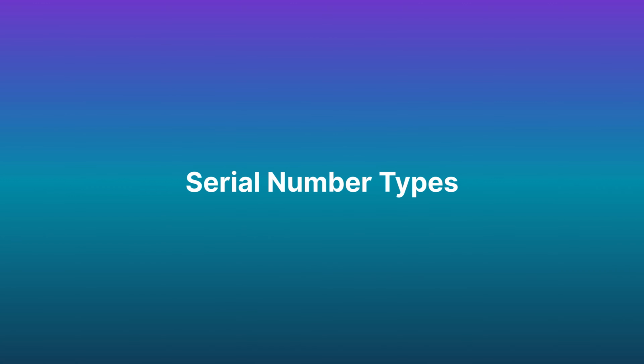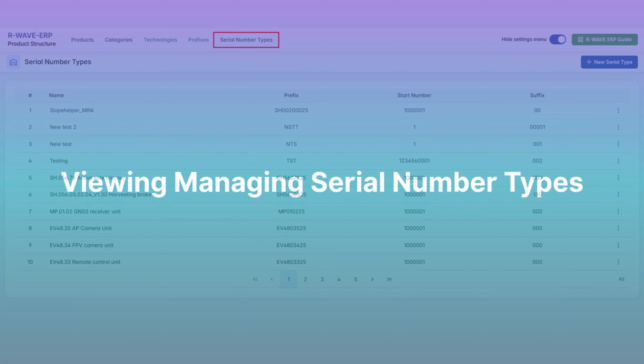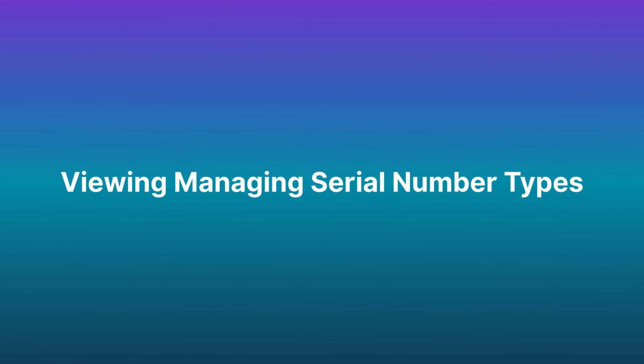Serial number types. Use serial number types to set automatic numbering rules for product groups. Just define a prefix, start number, and suffix, and the system generates serials automatically for each new item. Viewing and managing serial number types.